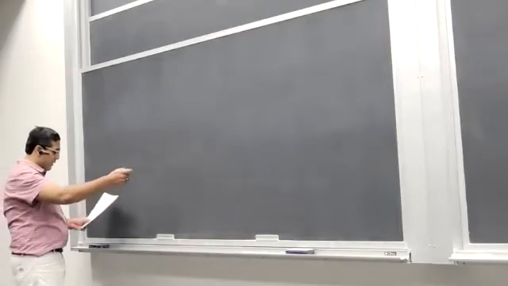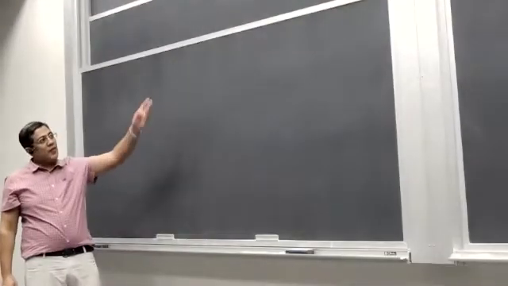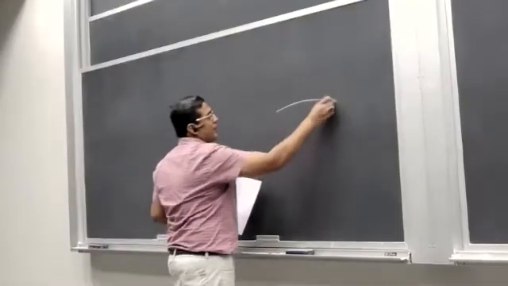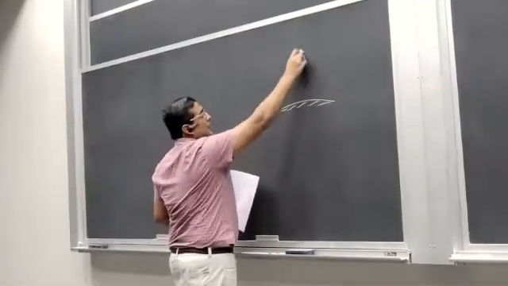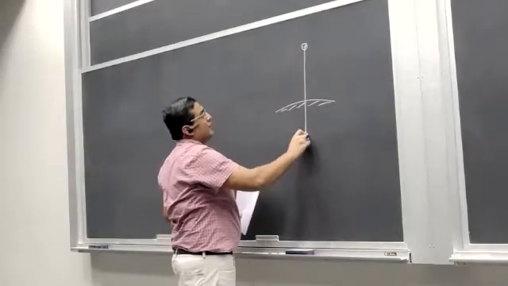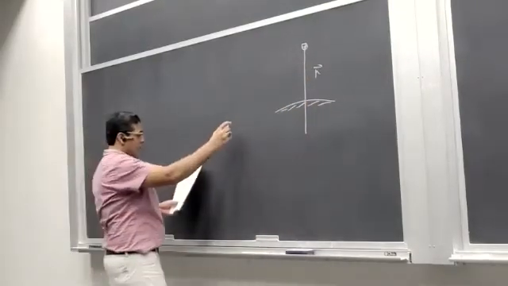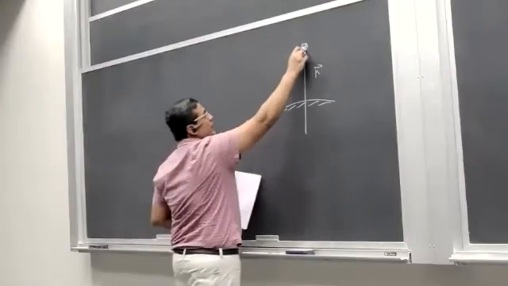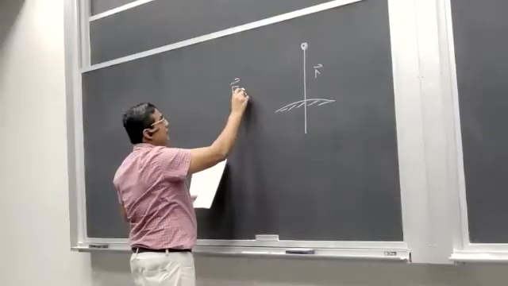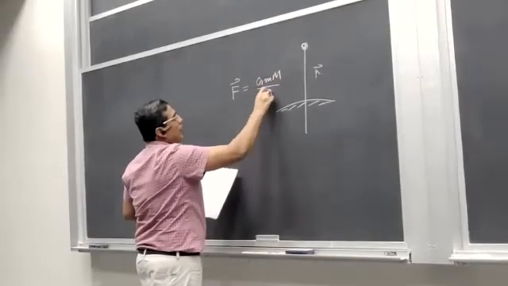The example was this: if you have an object and you throw it very far away from the surface of Earth, and the distance between the object and the center of the Earth is r, then the force of gravity acting on this object would be F equals G m over r squared.